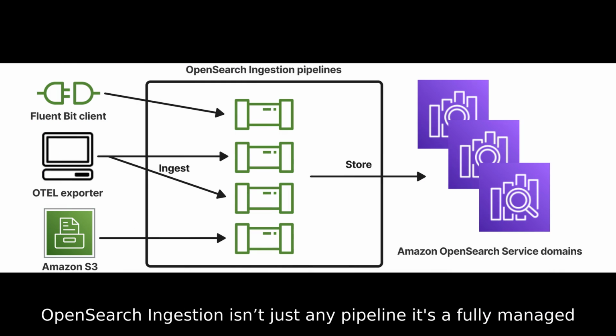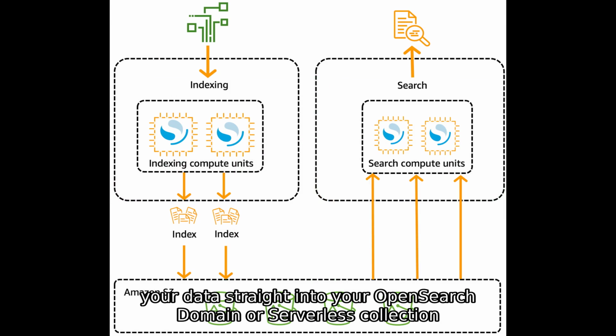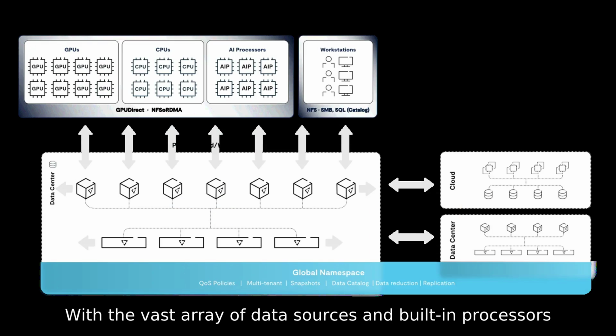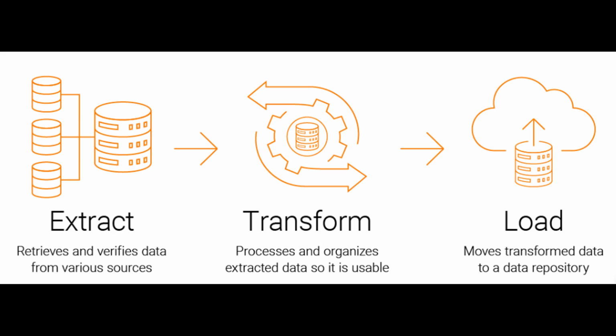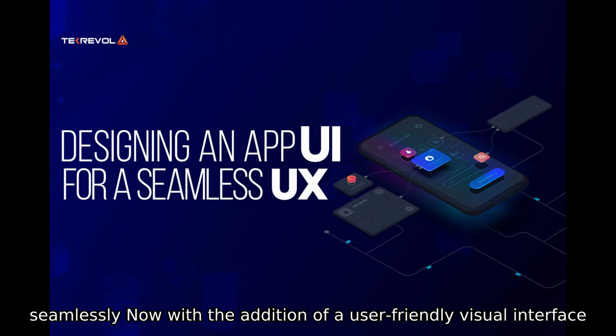Amazon OpenSearch Ingestion isn't just any pipeline. It's a fully managed, serverless powerhouse that effortlessly ingests, filters, transforms, enriches, and routes your data straight into your OpenSearch domain or serverless collection. With a vast array of data sources and built-in processors, it's ready to handle even the most complicated data transformations seamlessly.